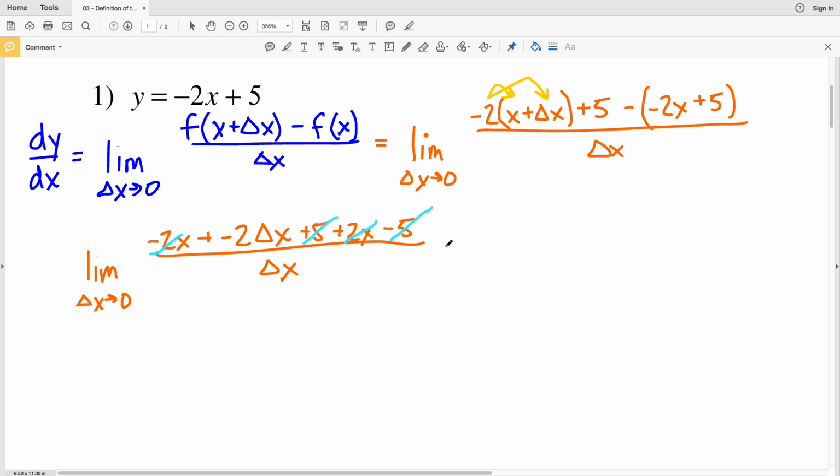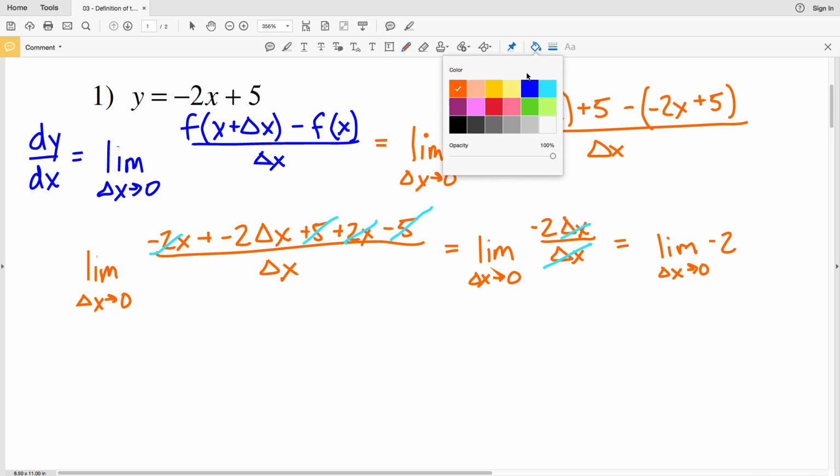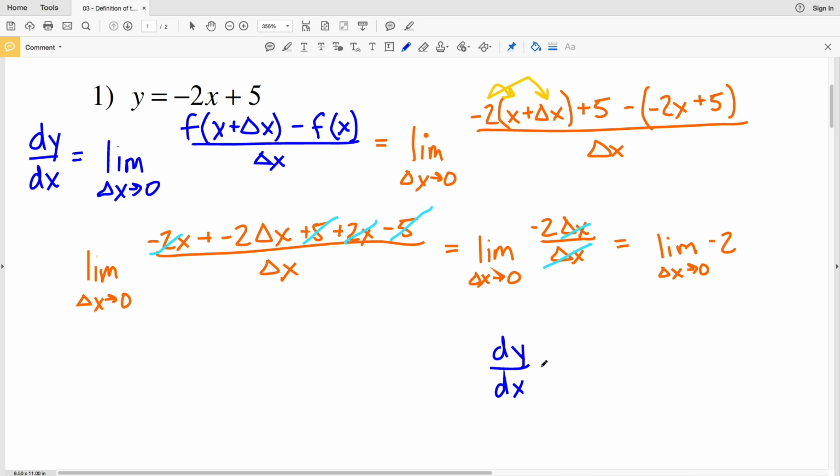But writing this out, I have the limit of negative 2 times delta x over delta x, and delta x will cancel out with delta x, so I'll have the limit of negative 2 as delta x approaches 0, which is simply negative 2. Therefore, the derivative of y with respect to x, dy dx, equals negative 2.